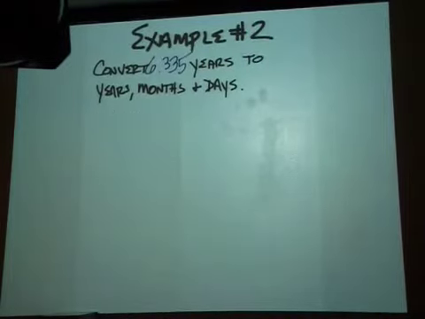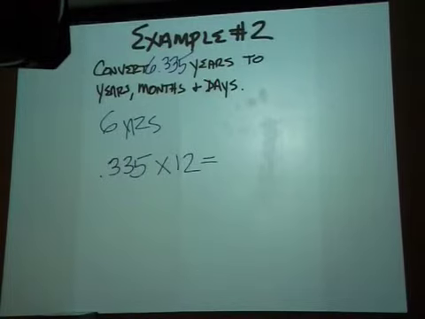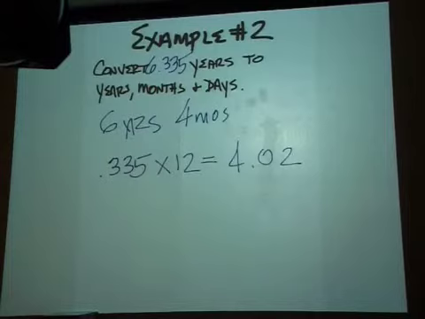We are converting 6.335 years to years, months, and days. The easy one would be 6 years. And then you have 0.335 of a year, so multiply that by 12 to come up with the months. And 0.335 times 12 is going to be 4.02. So now we have 6 years, 4 months, and now we have 0.02 of a month.